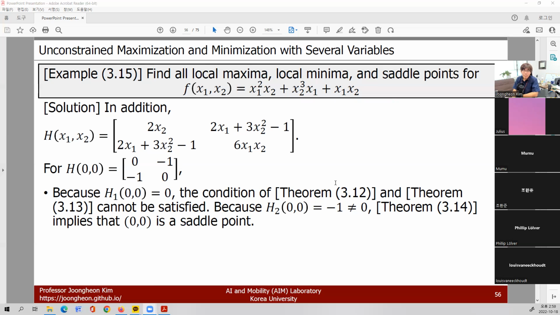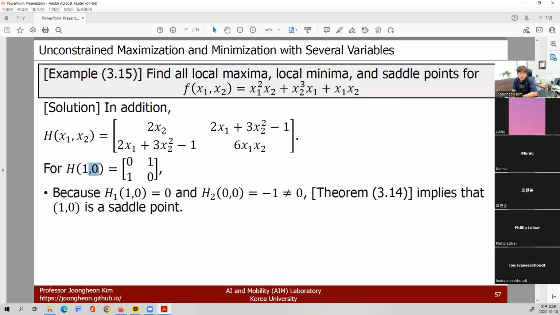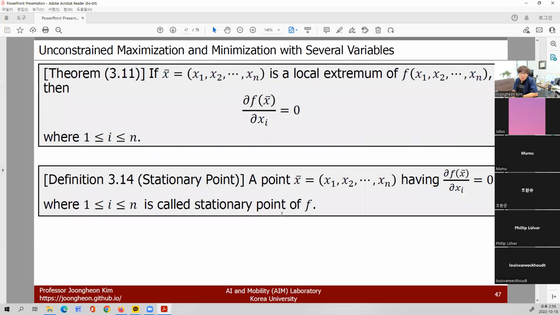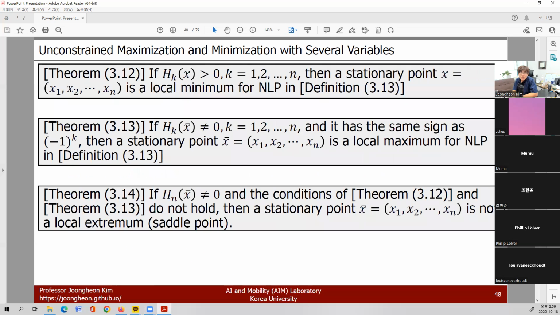Okay. For the second one, 1,0, you can put into here. Then this is 0 and this is not 0. That's why this is the saddle point. Because this is not satisfying this one, this is not satisfying this one, this only holds this one. That's why this only holds the last one, theorem 3.14. That's why this is the saddle point. Okay.